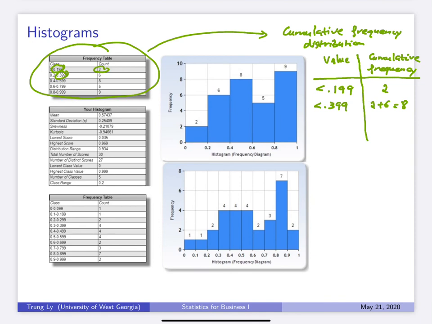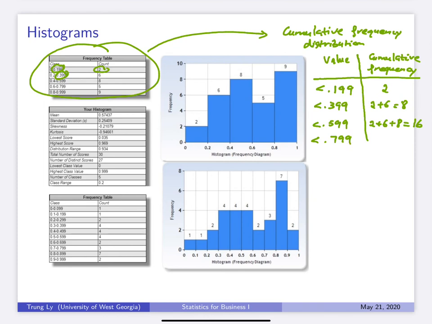So for the third bin, you're going to have less than 0.599. That gives us a cumulative frequency of 2 plus 6 plus 8, which is 16. So 2 observations between 0 and 0.199, 6 observations between 0.2 and 0.399, and then 8 observations between 0.4 and 0.599.